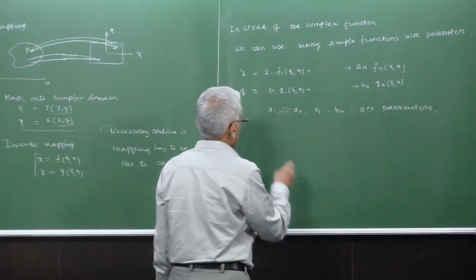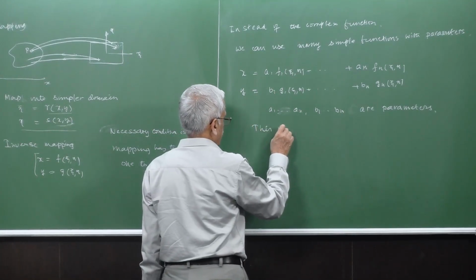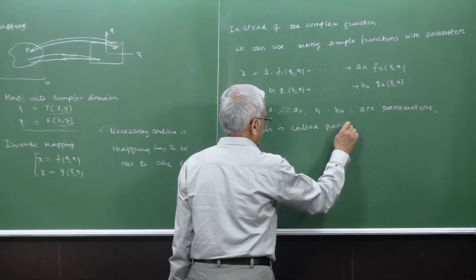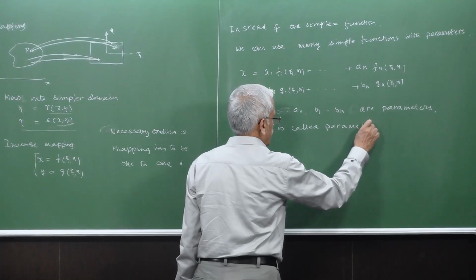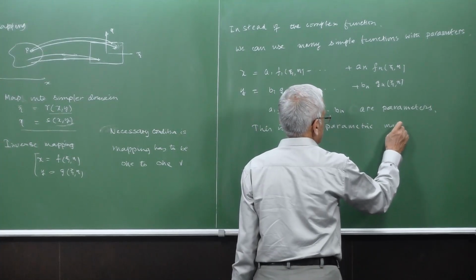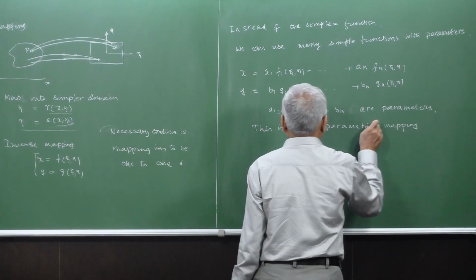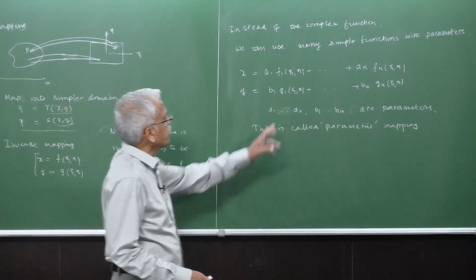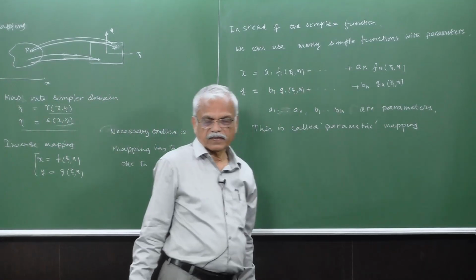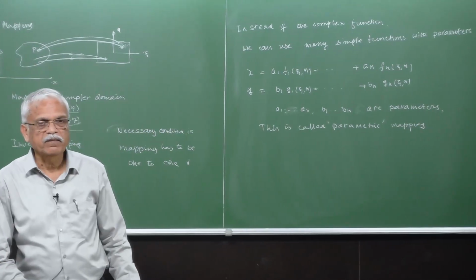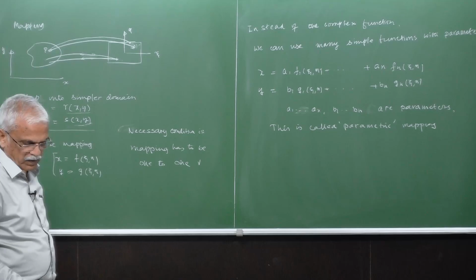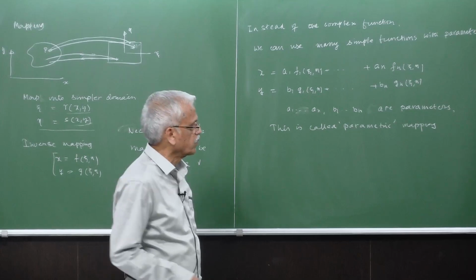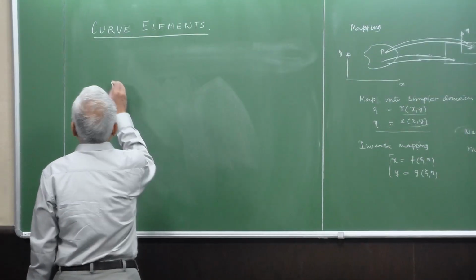so that's why this is called parametric mapping. Okay, so this is why we call this parametric mapping: we use some simple functions here with some coefficients which we call parameters. So it's a parametric mapping. Okay, so now let's specialize it for some simple functions which we know already. Let's take some simple functions.